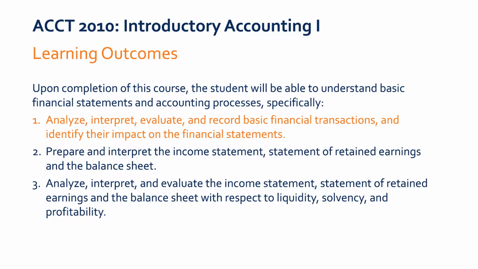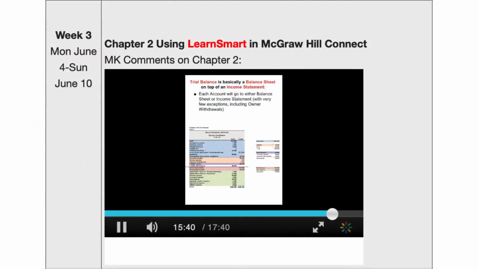So with this first example from our Accounting 2010 class, we can see that the first learning outcome is for students to be able to analyze, interpret, evaluate, and record basic financial transactions and identify their impact on financial statements. And so one of the ways that the instructor for this course used various course tools and multimedia to support this outcome was by using a digital video tool to create short instructional videos, which they then uploaded to their course site and posted to the class schedule tool.